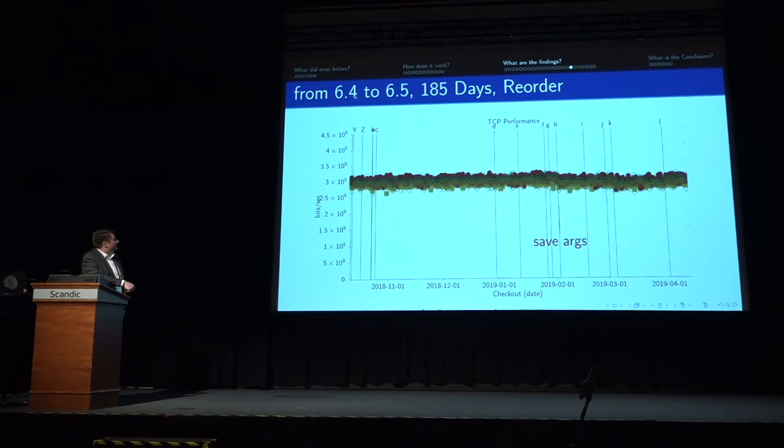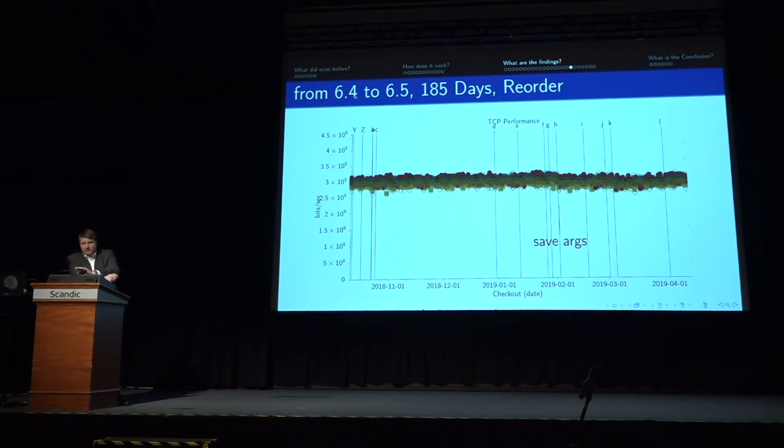So now we go from 6.4 to 6.5. Nothing really important changed here, except here we have added save args. Save args is a feature where we copy the registers. When we call a function, we copy the content of the registers to the stack.